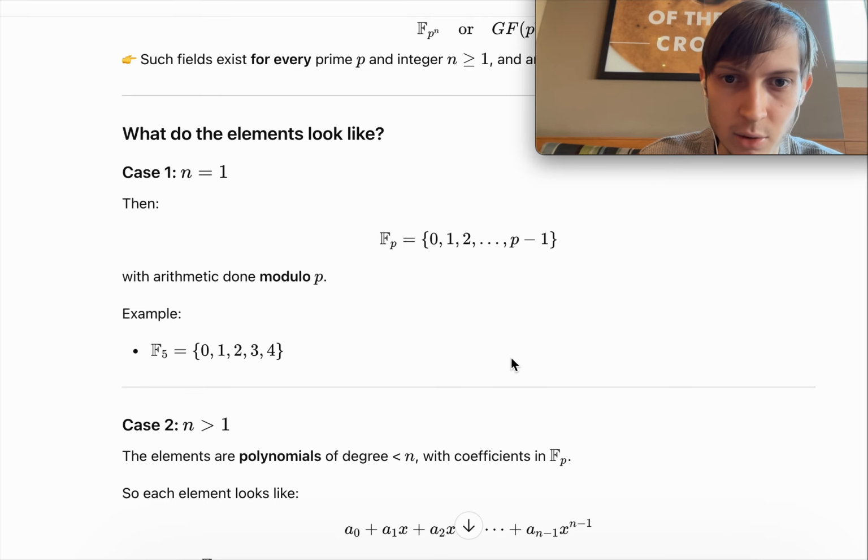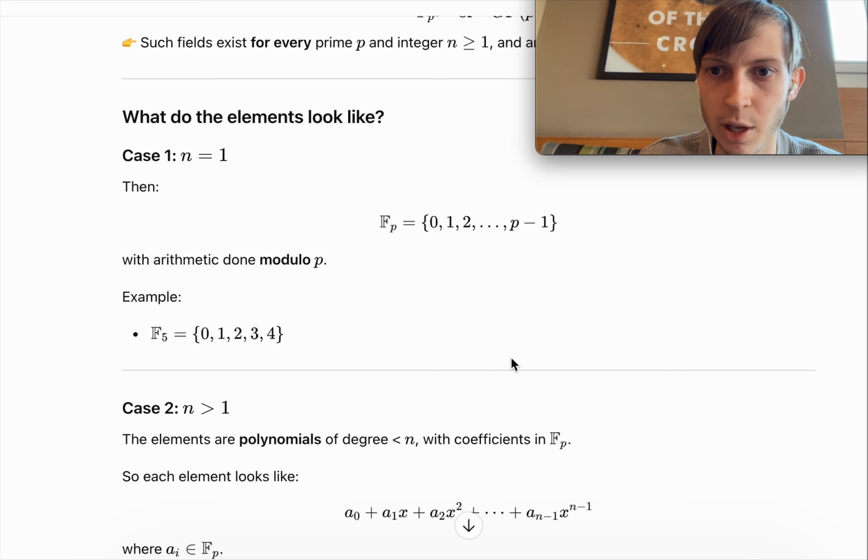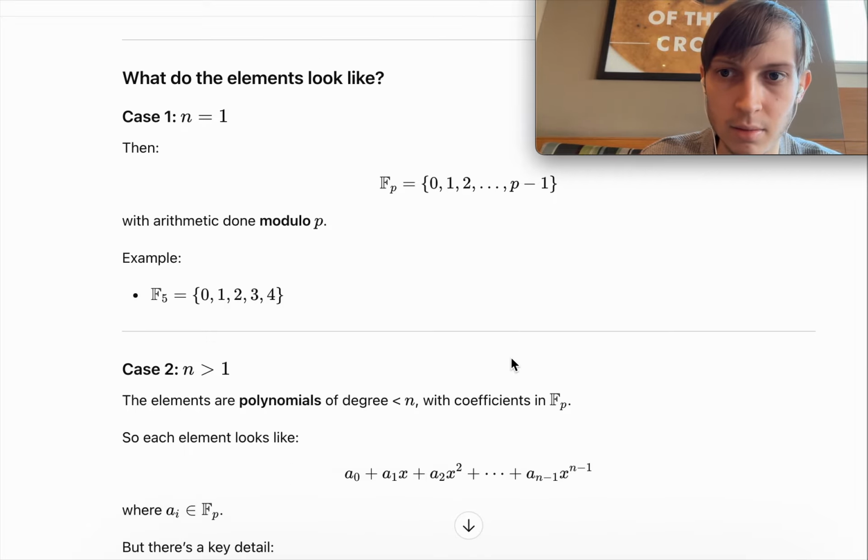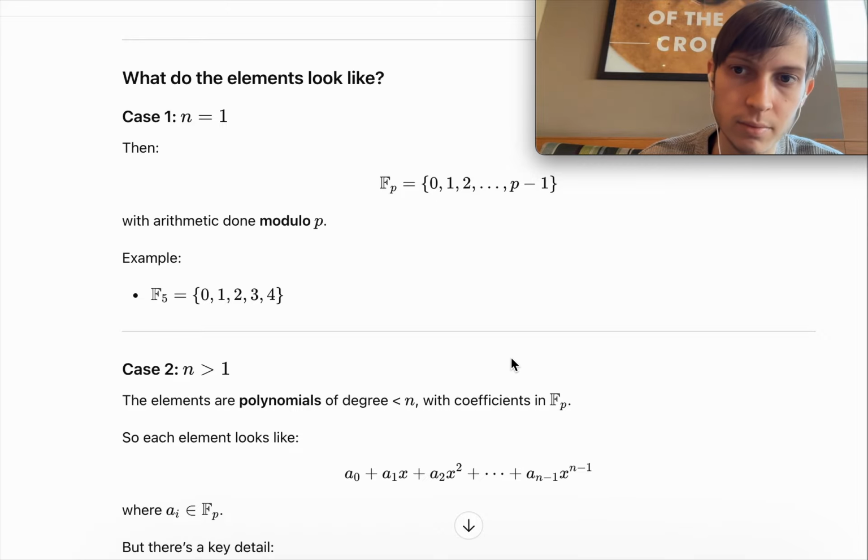So case 1, n is 1, that's F sub p. We have n is 1, so F sub p to the 1, so F sub p, the base field, with arithmetic modulo p. An example is F sub 5: 0, 1, 2, 3, 4.